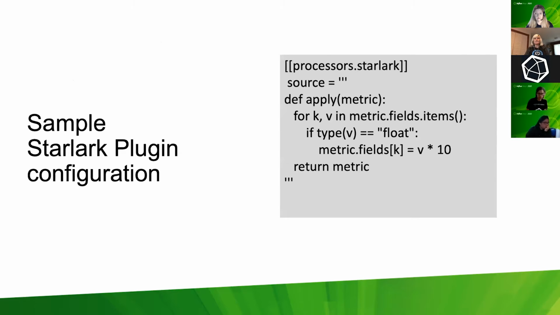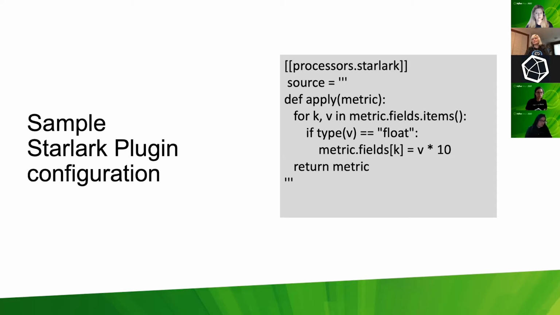So let me give you an example of what that looks like. You invoke the Starlark processor plugin. You pass in the source. You can either pass it directly in the config file, or you can reference another file that contains the source. And inside that script, you need a function called apply. It's going to take the metric as its single argument, and then it returns either none if it is going to suppress that metric, for example. It can return the same or a different single metric, or a list of metrics.